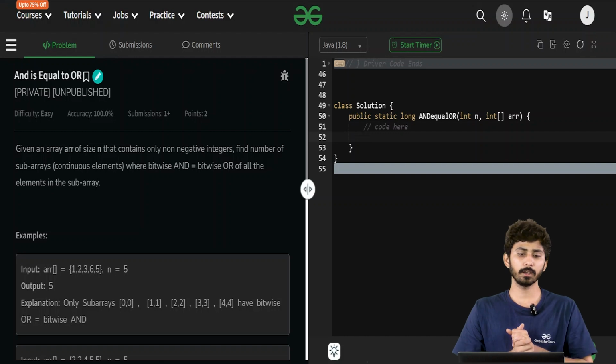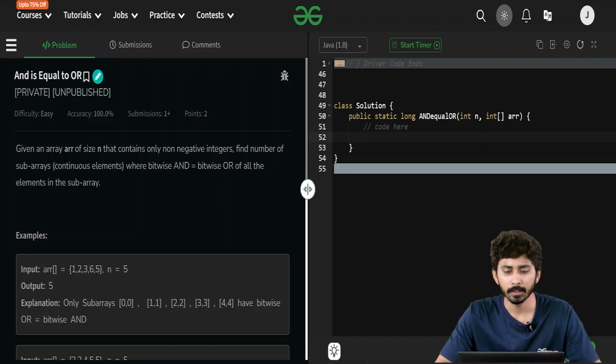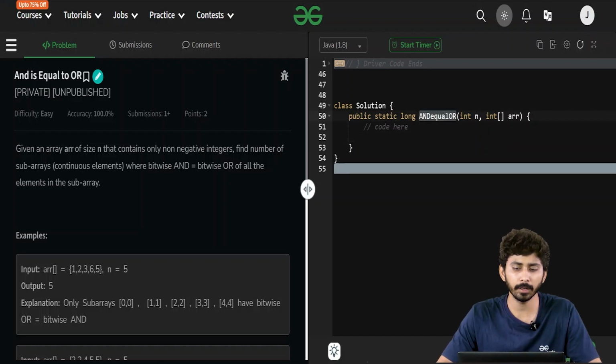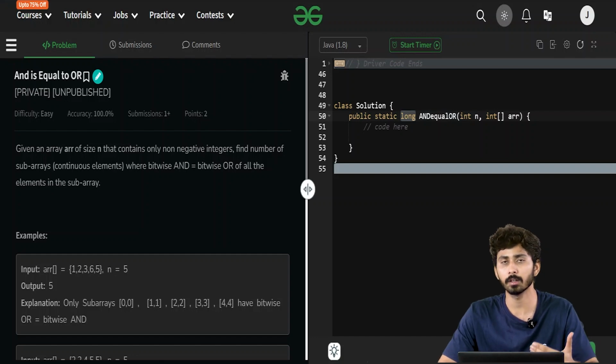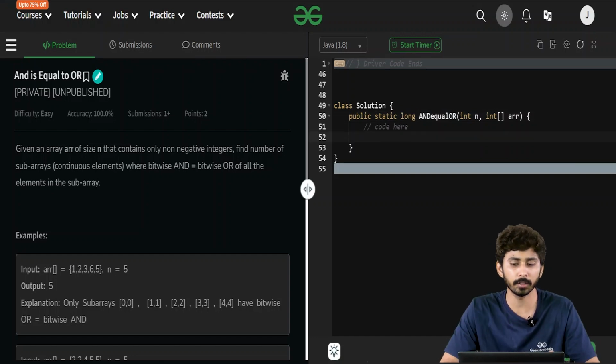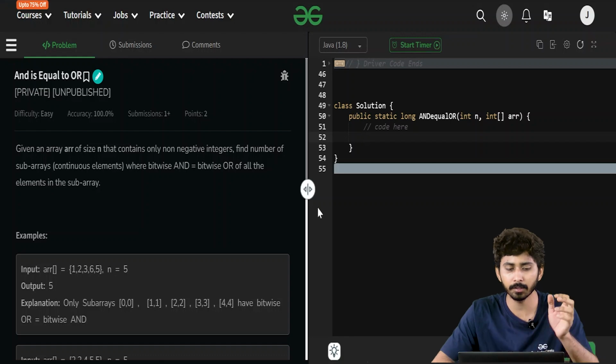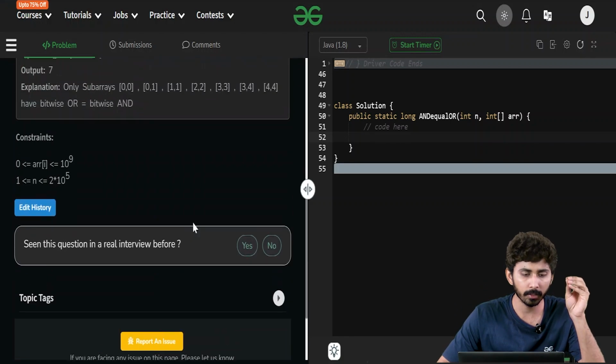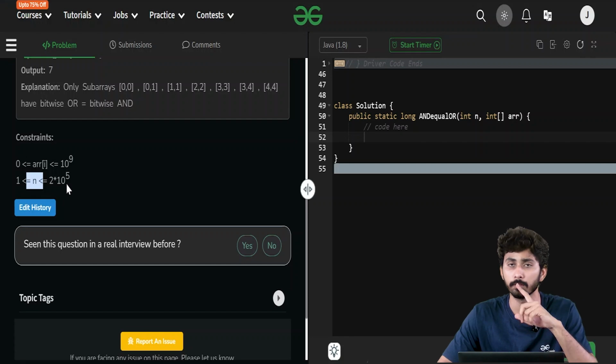Here one thing to note is that this is the function that we have to complete, and it returns an answer of type long. It takes a response of type long, right? We need to return an answer of type long, and there's a reason why. Have a look at the constraint. The constraint says n is as large as 2 into 10 to the power 5.